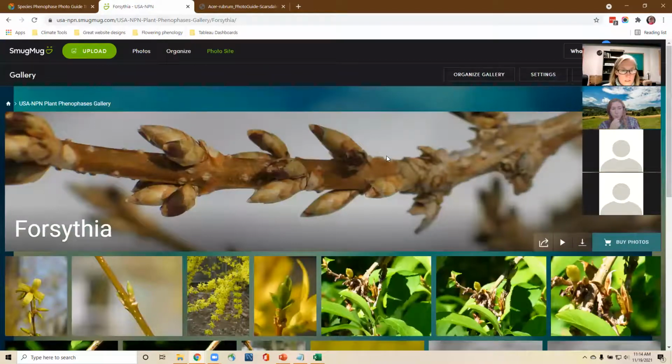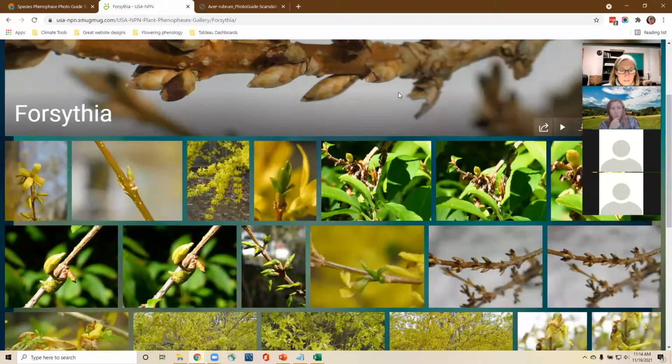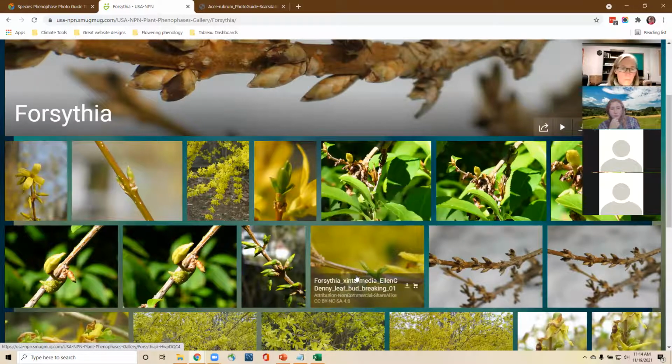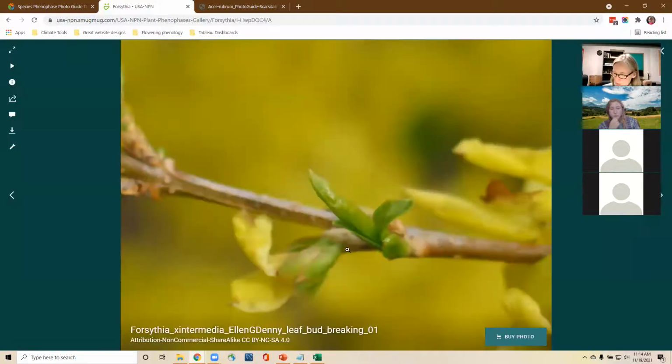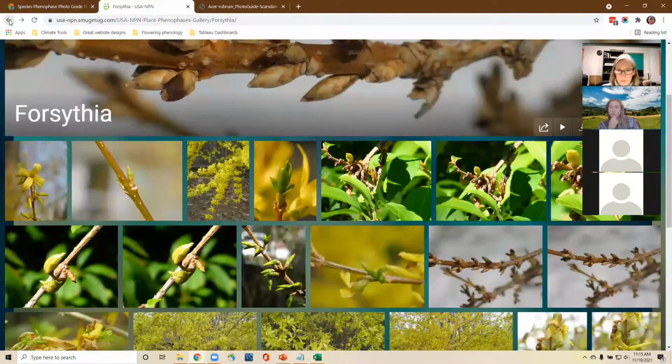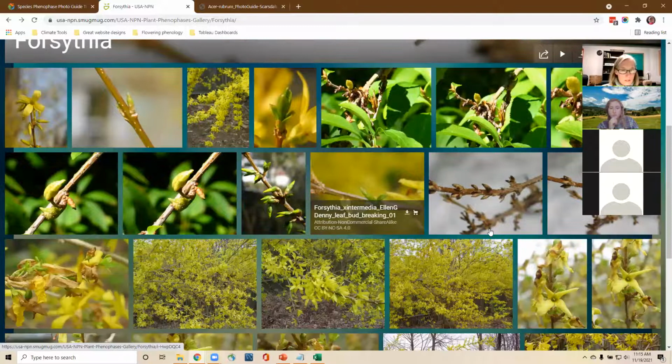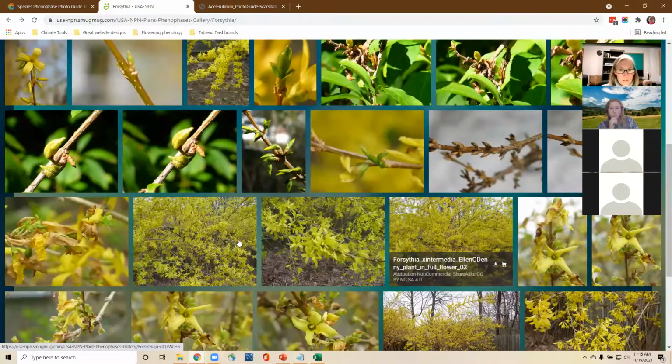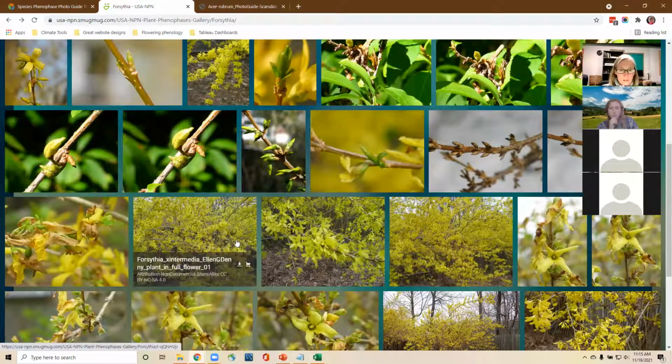So we can get a little bit better idea of what the different Phenophases look like here. Another thing that's good to keep in mind is the order of the Phenophases. For this species, the initial growth or the breaking leaf buds can happen at the same time as the flowers. So it's good to be aware of that, and it's something you can share with your volunteers so they're aware of what things happen first.